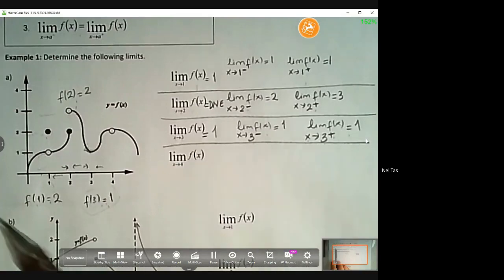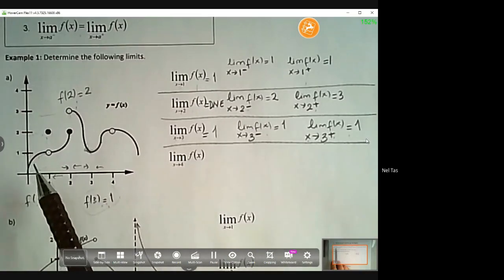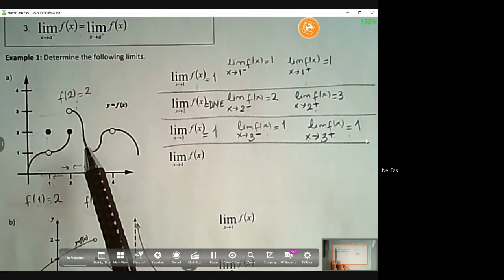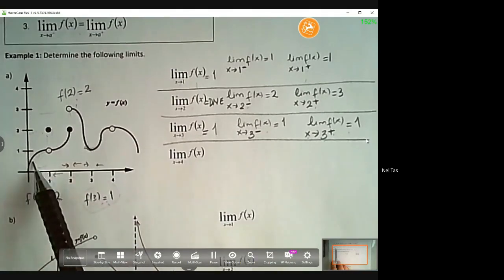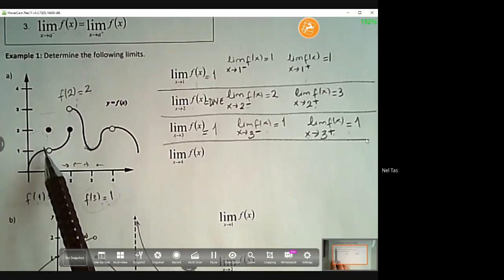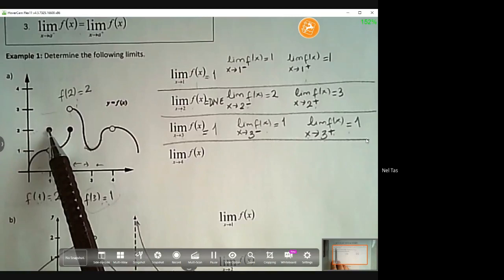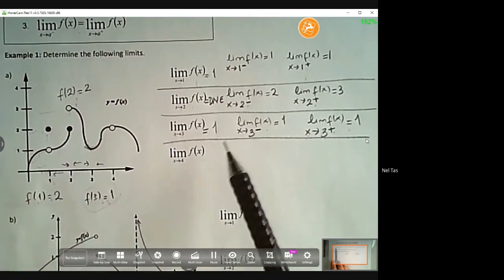Let's remember that, right? The function is continuous at that point if you can sketch it without lifting your hand. Okay, so this one, I can sketch it without lifting my hand. So the function is continuous at 3. But here, when you're sketching this, you sketch this and then jump there, come back, jump here. So it's discontinuous at x equals 1.